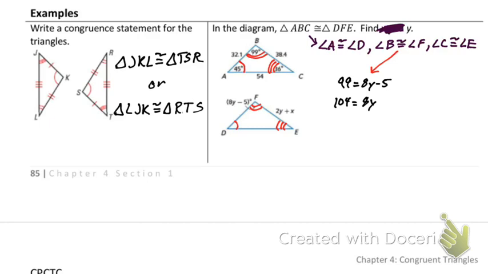Can someone tell me what y equals based upon that? Alex? 13. Y equals 13. All right, I just shortened that problem because we don't need to do the other one. It's the same style.